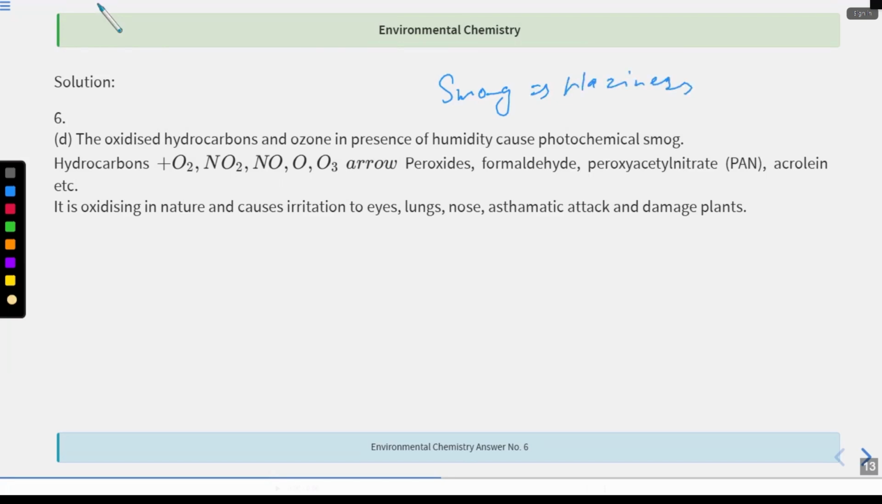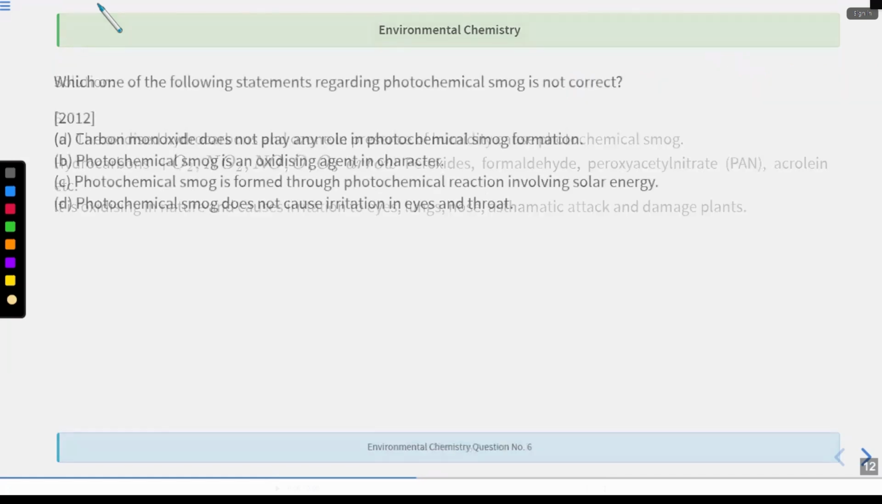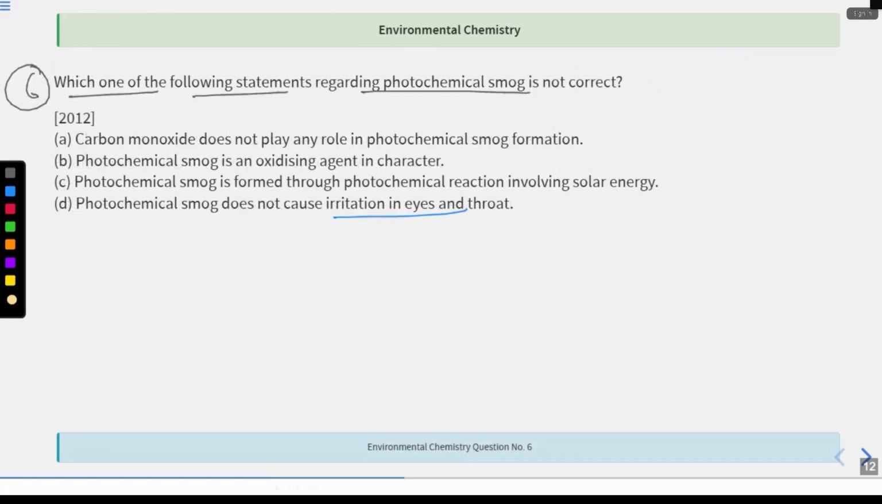Okay, so smoke means haziness. Let's talk about the winter mornings here only. In winter mornings also we get fog, we get smoke. So these kinds of atmospheric phenomena always give irritation to our eyes. So option number D is of course wrong, which is saying that it does not cause irritation in eyes and throat. So this is wrong. All other options are correct.